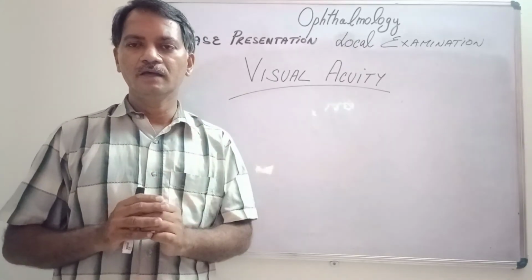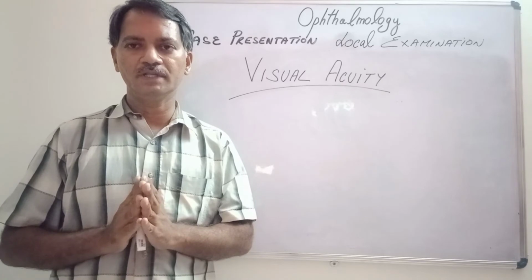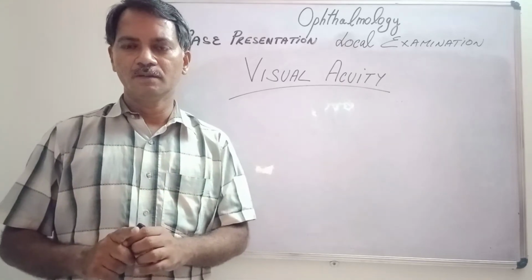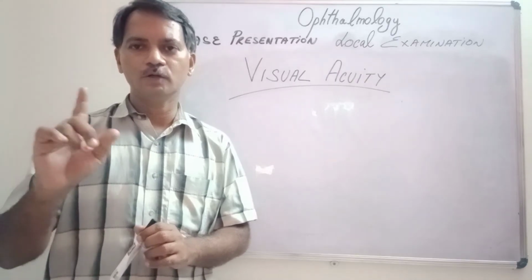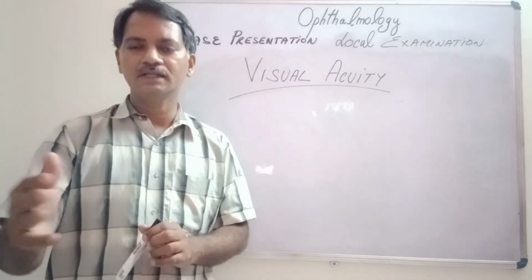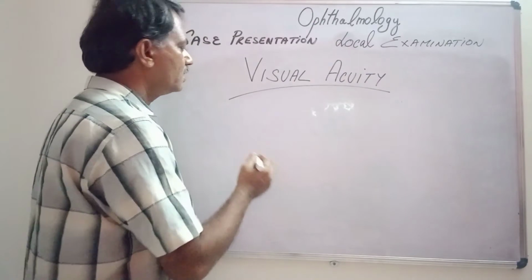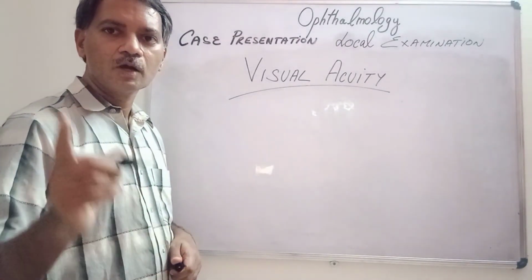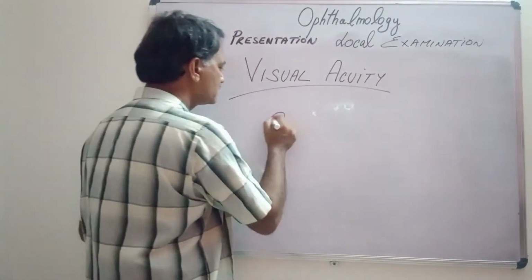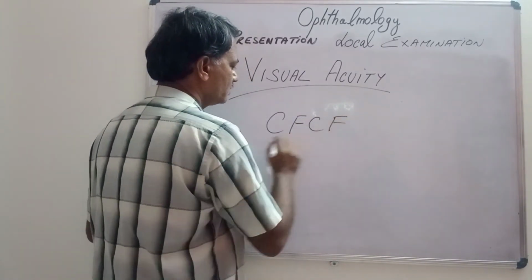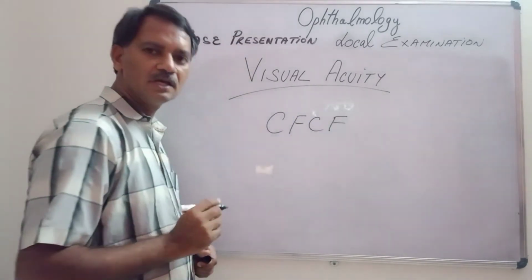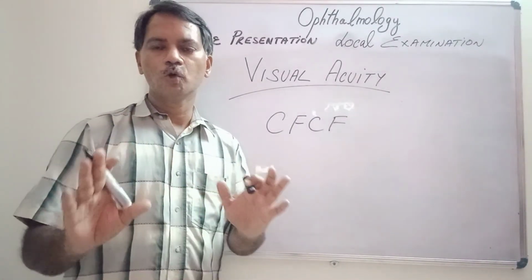So far, we have recorded the visual acuity only in fraction. But up to half by 60 only we can do like that. After that, we have to record the counting of fingers close to the face as CF. So the expansion for this is counting of fingers close to the face.